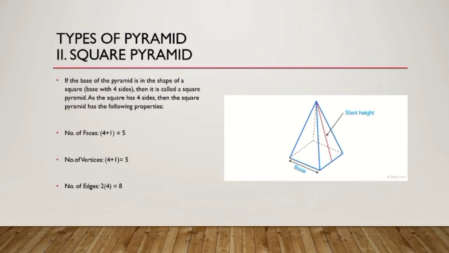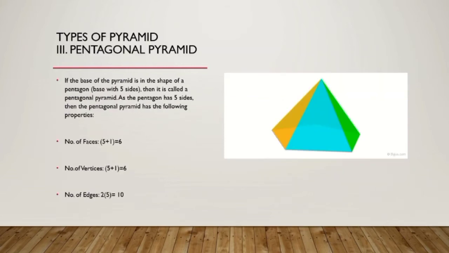Number of faces, 4 plus 1 equals 5. Number of vertices, 4 plus 1 equals 5. Number of edges, 2 times 4 equals 8. Pentagonal pyramid. If the base of the pyramid is in the shape of a pentagon, a base with 5 sides, then it's called the pentagonal pyramid. As the pentagon has 5 sides, the pentagonal pyramid has the following properties.